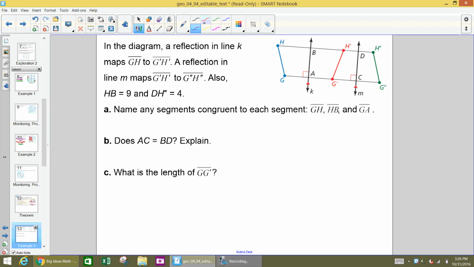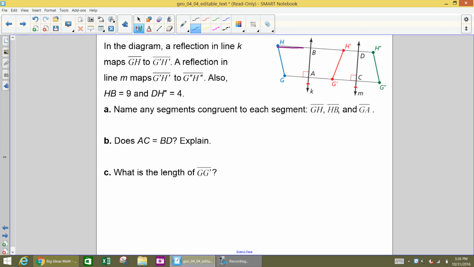Okay, and then we're also told that the distance from H to B, so from here to here, is 9. And we're told that the distance from B to H double prime, so from here to here, is 4. Now we're going to name any segments congruent to each of the segments, whether it's segment GH, segment HB, and segment GA.